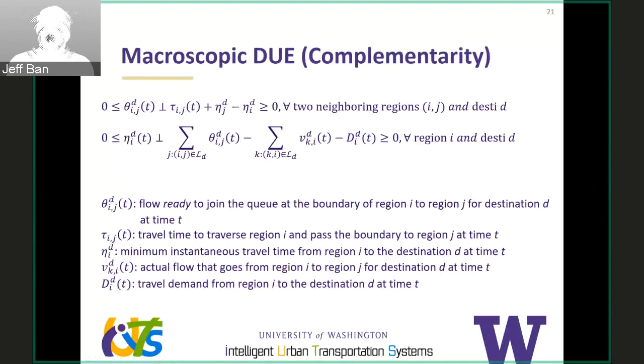So the IDE formulation can actually be represented as this complementarity. The first one shows that when the flow enters the region, I need to decide which boundary I want to join. That also decides which next region and path I'm going to join for my route choice. So this theta describes, once I enter the region, to the destination D, how much flow I want to transfer to the next region J. And the complementarity for route choice means, similar to what I showed for the classical one, that this flow theta will choose the path with the minimum travel time. So this part is a flow conservation, similar to the classical one.